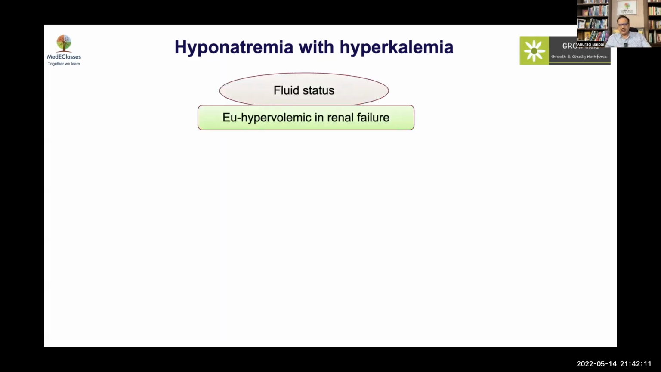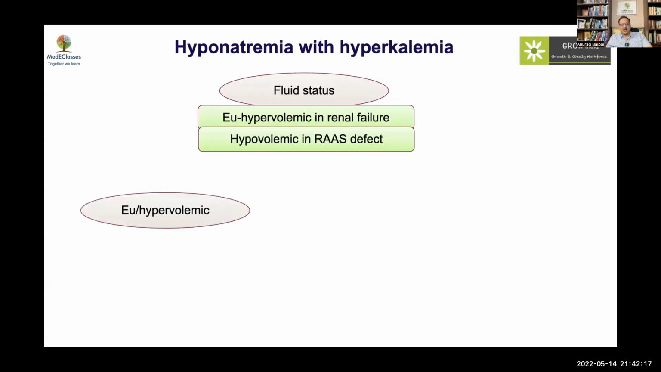Now, this is interesting. If you have hyponatremia with hyperkalemia, what does it mean? There is a problem in either the kidneys or the adrenals in that regard. So look at the fluid status. If the fluid status is more, it's more likely a renal failure. Hypovolemia indicates a RAS defect.